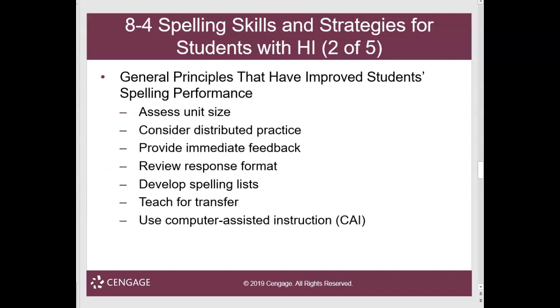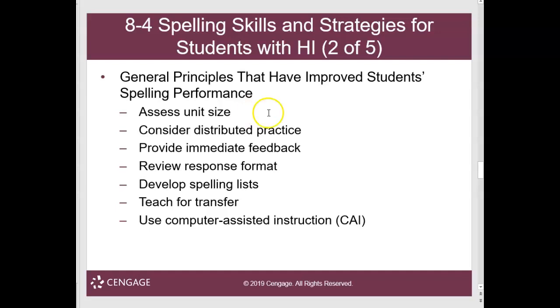Okay, some other skills and strategies for students for spelling. You could assess the unit size. Sometimes spelling lists are like 20 words long, right? That is way too long for some of your students. Maybe think about groups of 3 or groups of 5. How can you break this down into a more manageable amount for these students? Again, keeping in mind their working memory, they're probably struggling with their working memory. They're probably struggling with that short-term memory. So how can you design the spelling unit to better meet their needs?